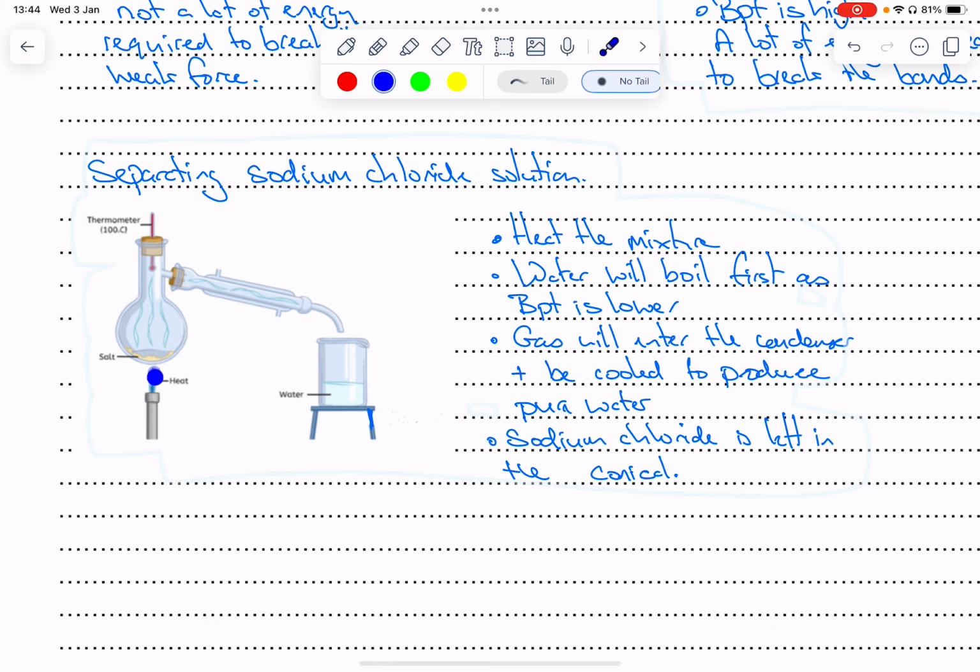And what you would do is you heat the mixture of water and sodium chloride, and the water will boil first because it has a lower boiling point. The gas will rise up into the condenser and it will come through the condenser. Now the condenser is cold because there is cold water flowing around the outside of it, and that causes the gas to condense and turn back into pure water. So I get pure water formed here because my salt is left behind in the round bottom flask over here. So that's how I would do it to explain it. All the points covered in the question.